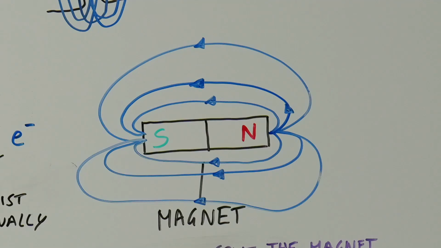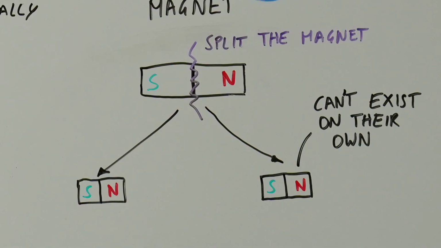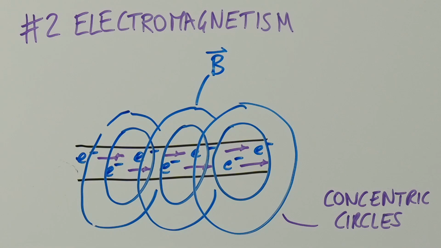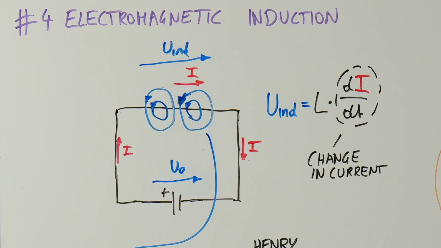Magnetic field lines are always present in a closed loop. Therefore, there can't be a single magnetic north or south pole. The interplay between electric charges and magnetic fields is called electromagnetism. Moving electric charges create a magnetic field. For example, current flowing in a wire creates a concentric magnetic field around the wire. Further, if the magnetic field changes, current is induced in the wire.